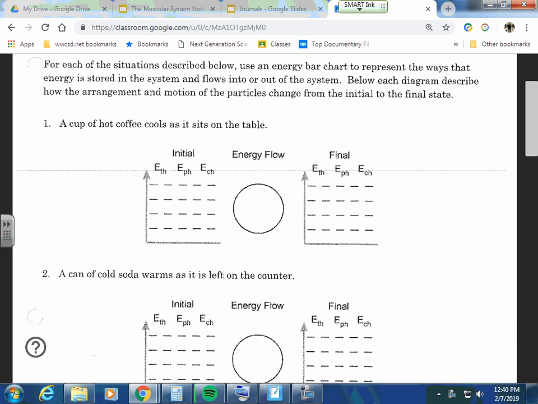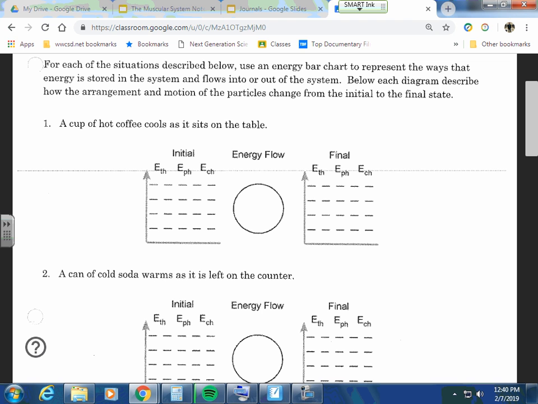So what is really happening? And she said the coffee is warming the table. So we have to identify the system. If we're focusing on the table being warmed by the coffee, which we could do in this case, then the table would be the system. But as we read it, a cup of hot coffee cools as it sits on the table. So what are we really going to think of as the system?